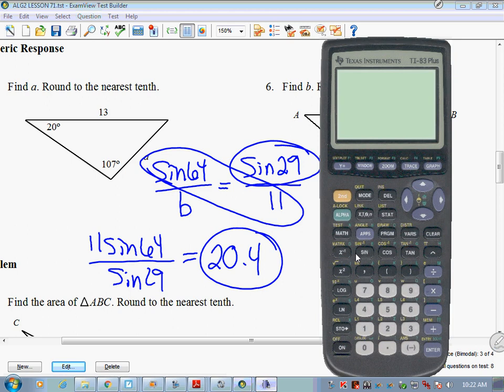Let me show you here real quick, because I'm seeing some stuff where it was like 11 sine 64 divided by sine 29. Notice that if I don't close up that parentheses after that 64, I'm not getting the right thing. So I need to, at the very least, do 11 sine 64, close the parentheses, divided by sine 29, close up that parentheses. See how different that answer is, and all the difference was the parentheses. All right, so be careful with that.